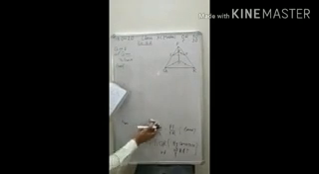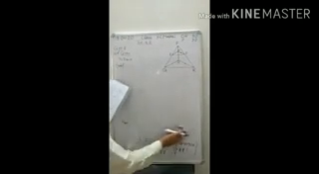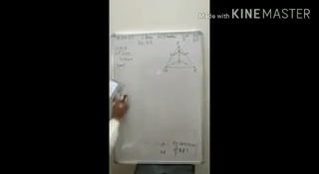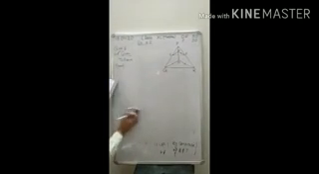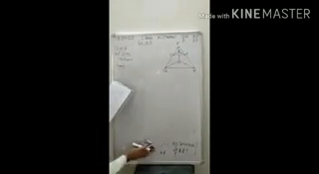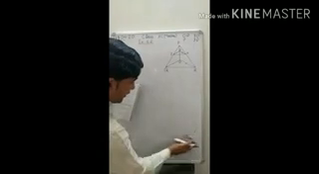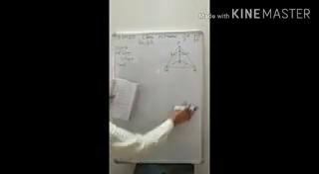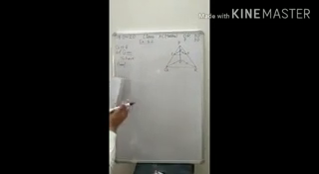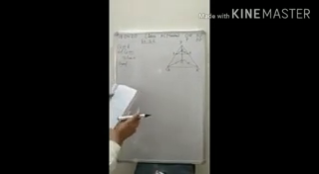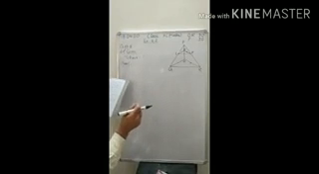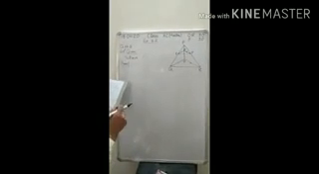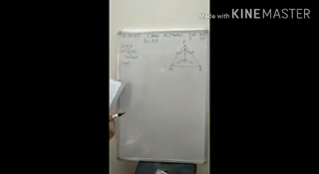Students, in this question, you are given that in figure 6.21, A, B and C are points on OP, OQ and OR respectively of a triangle PQR, such that AB is parallel to PQ and AC is parallel to PR. Show that BC is parallel to QR.